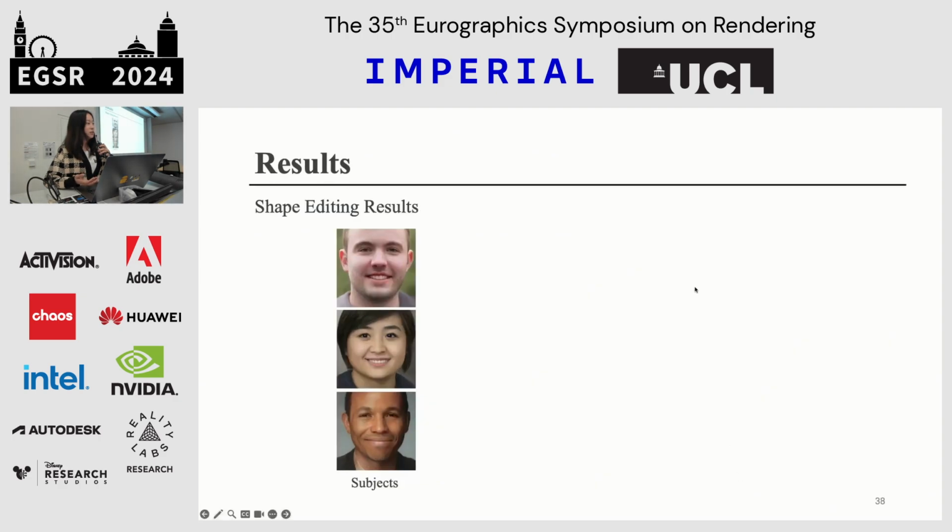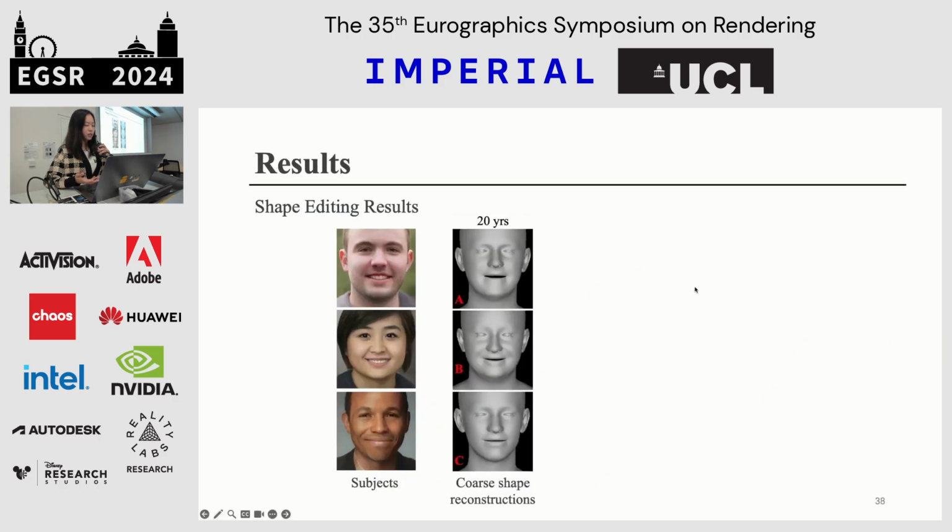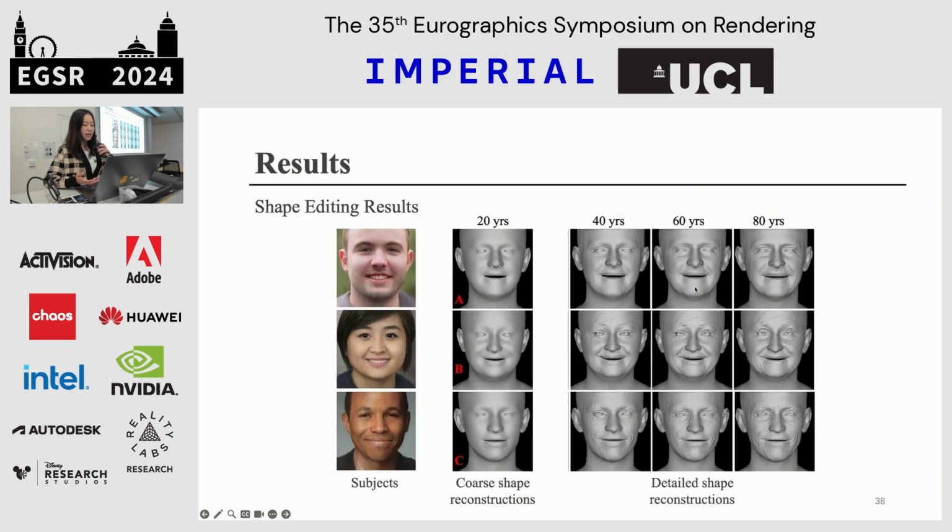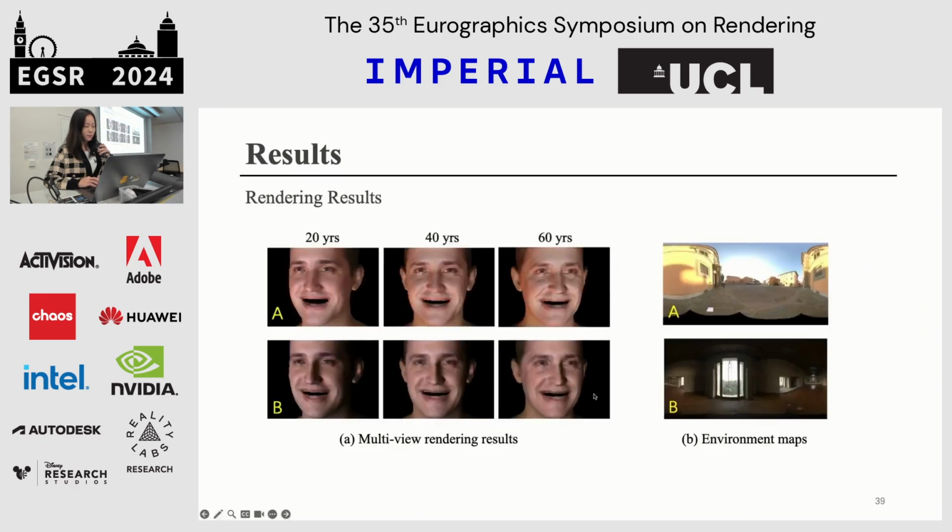Here are some corresponding shape reconstructions, the code shape and the detail shape. We can see clearly facial details on these reconstructions. Here are some rendering results of a subject with different ages using 2 different environment maps.